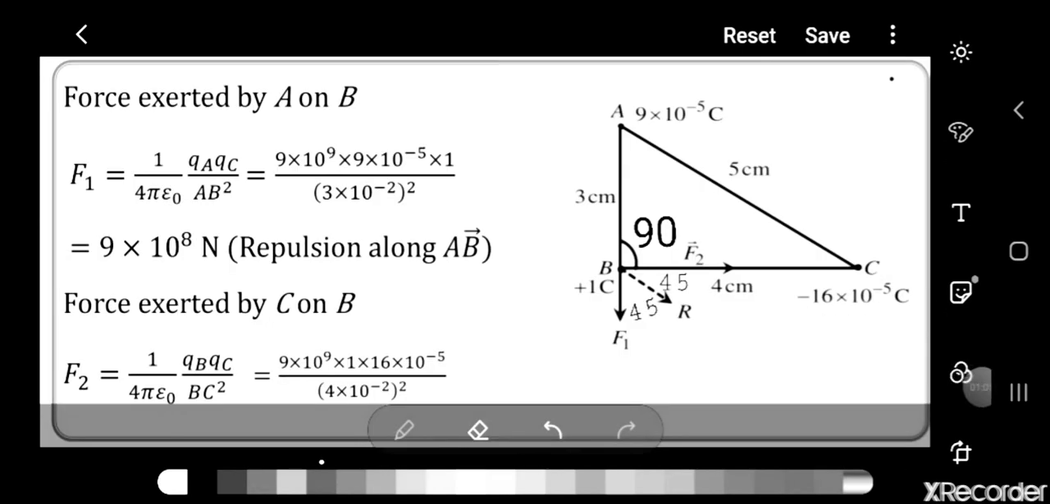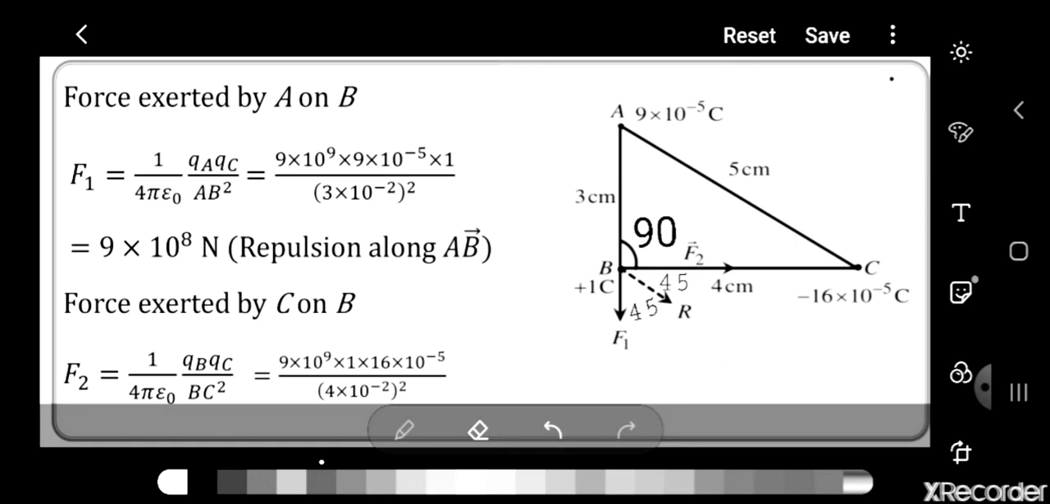At the points A, B, C: at A, 9 into 10 power minus 5 coulomb. At B, 1 coulomb is there, a positive charge. And at C, minus 60 into 10 power minus 5 coulomb. Between the points A and B there is a force of repulsion because those two are positively charged. And between the points A and C there is a force of attraction. And between the points B and C, again there is a force of attraction. The angle at B, since it is a right angle, is 90 degrees.